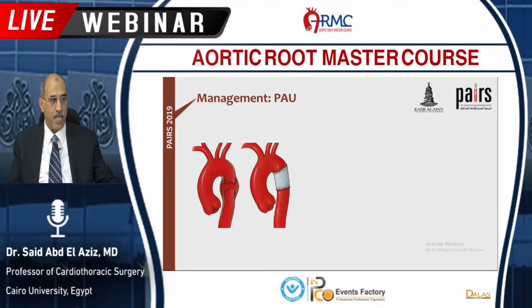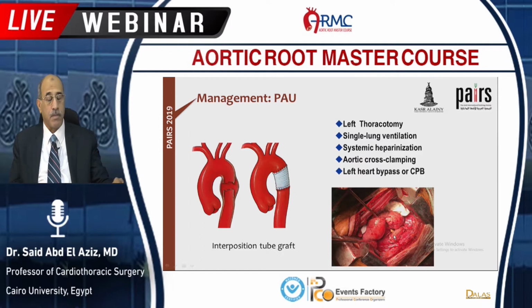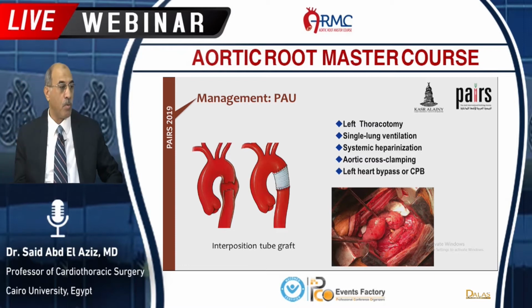Here is the surgical management of a penetrating aortic ulcer in the descending aorta. We do an interposition graft, and this is its picture in the surgical view. But this entails that we have to do a left thoracotomy, single lung ventilation, systemic heparinization, cross clamping, and left heart bypass or complete heart bypass.